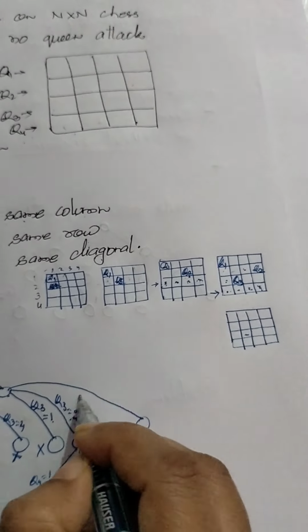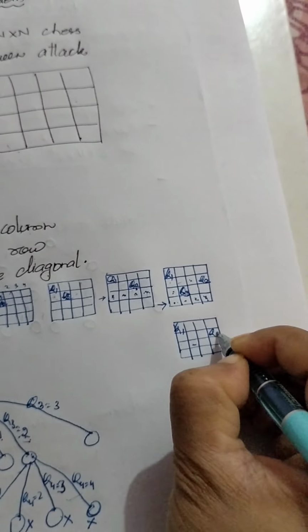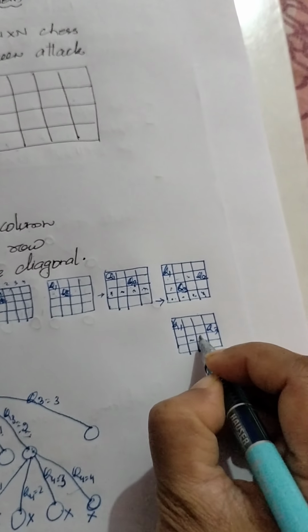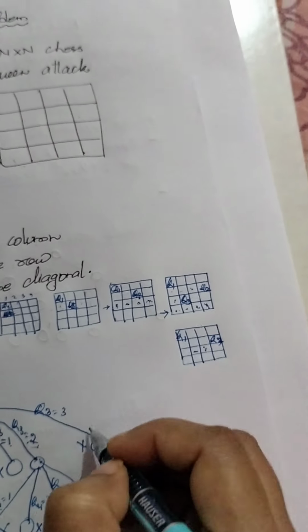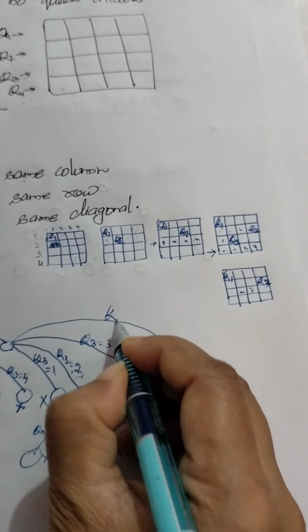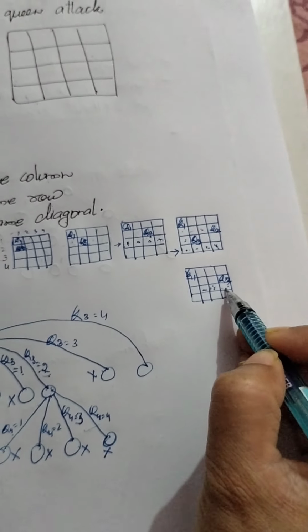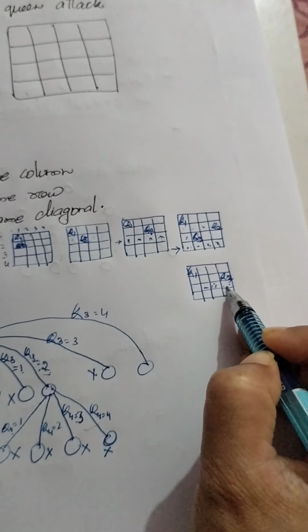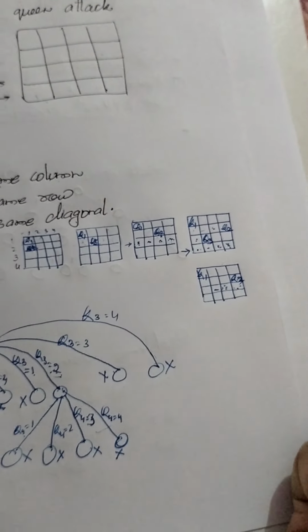Q3, we have checked for column 1 and column 3, then again here check for column 3, Q3 equals to 3. Can we place Q3 here, after removing Q3 from here? No, because Q2 and Q3 are in the same diagonal position. Go one step back, then check for Q3 equals to 4. Can we place Q3 at fourth column? No, Q2 and Q3 are in the same column. So we cannot place Q3 at the fourth column. So again, we don't get the solution.